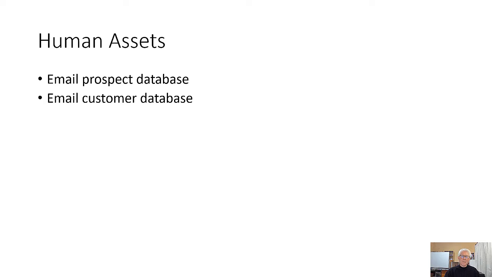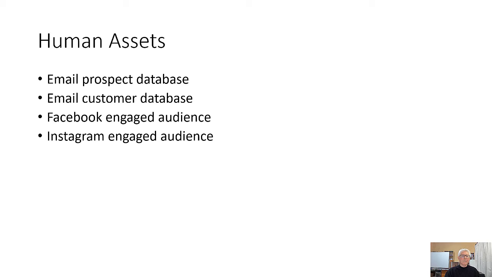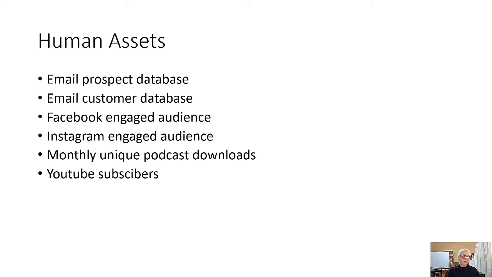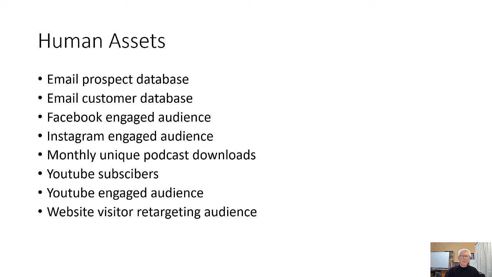And so first of all, there's your human assets. And this is things like your email prospect database, your email customer database, or your client database. It's things like an engaged audience on Facebook and Instagram, monthly unique podcast downloads, YouTube subscribers, YouTube engaged audience, and website visitor retargeting audience. And so in terms of your prospect and customer or client database, ideally in terms of prospects, you have a database of at least 5,000 or more.